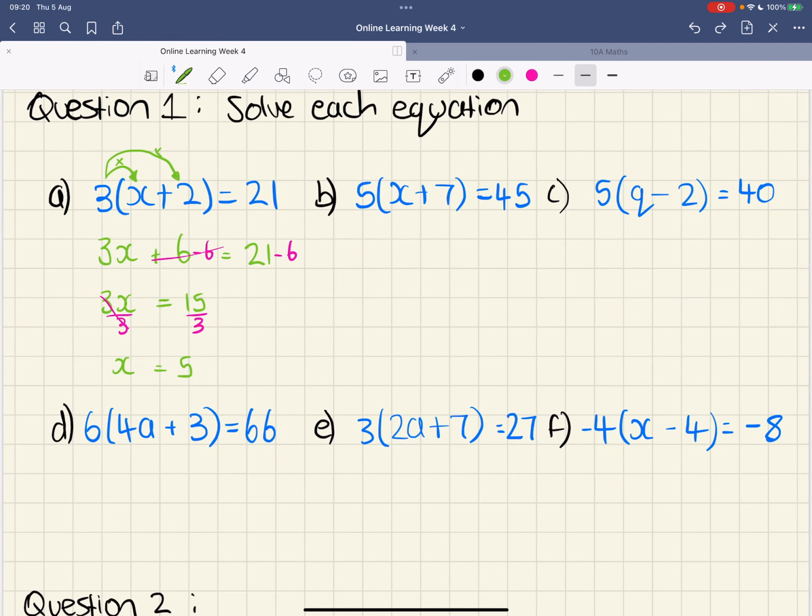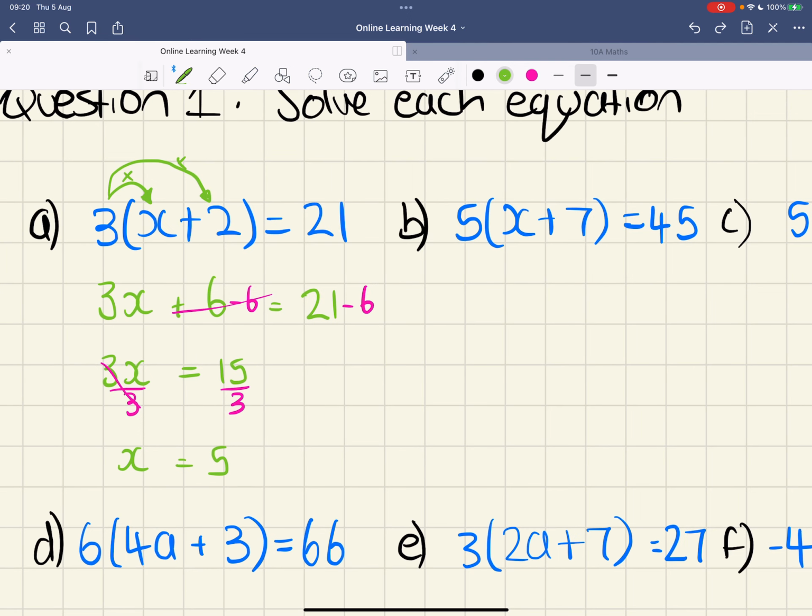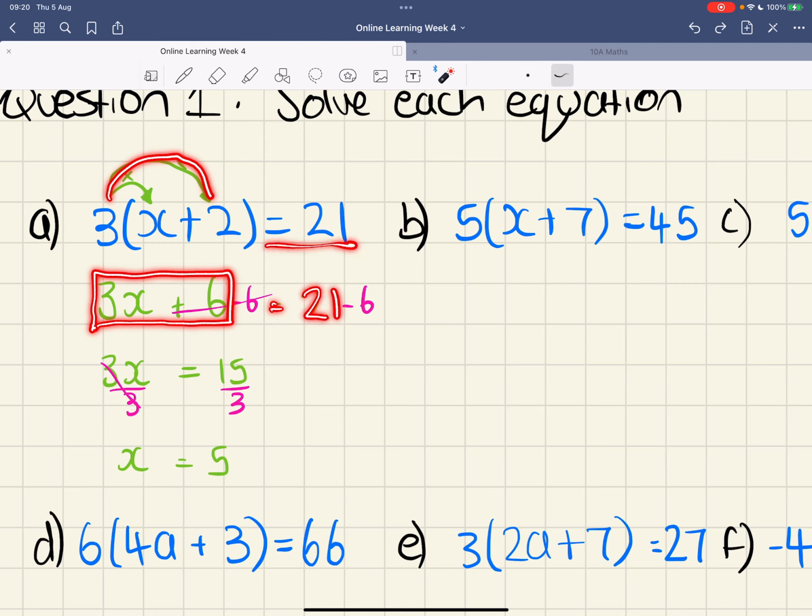So I've got an example here. 3 multiplied by x plus 2 equals 21. So we're trying to find the value of x here. The way that we do that is by first expanding the brackets, and that removes them. So 3 times x is 3x, so we just write it below. And 3 times 2 is 6. So we write 3x plus 6 equals the 21, which we have here as well. So you just write that again, and then from there, you just solve.